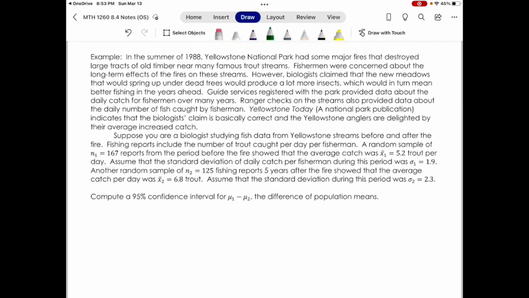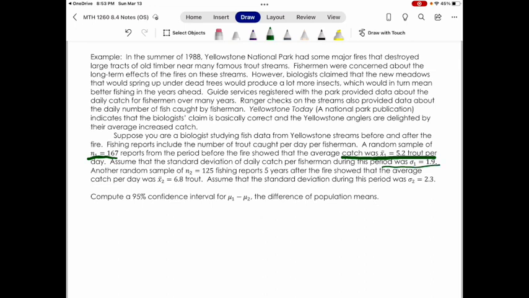In this first example, there's a discussion about Yellowstone National Park and how there were some major fires in 1988. And it goes on to say that there was some concern about the number of trout that it may have affected. It also goes on to say towards the bottom, and you can pause the video and read it if you want, that before the fires took place, they had some information from a sample that was taken, and it gives the information here.